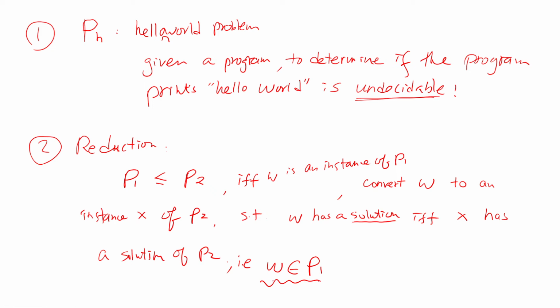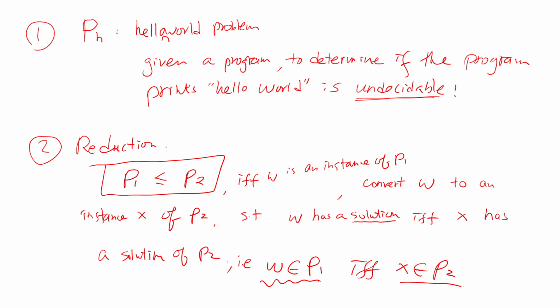Yes. Okay. If the problem P1 is like a hello problem, saying if given a program, the program does print out hello world, so that's yes. If that's the case, then W is in P1. Okay. W in P1 means W has a yes solution. So if and only if X in P2. Okay. If that's the case, then we say P1 is reducible to P2.